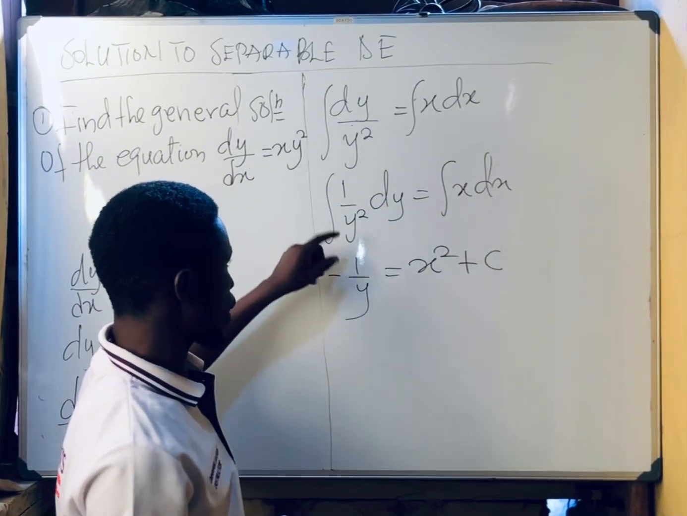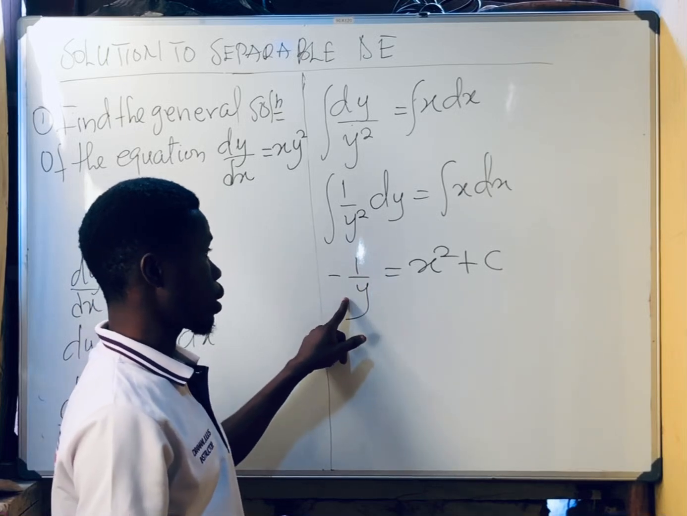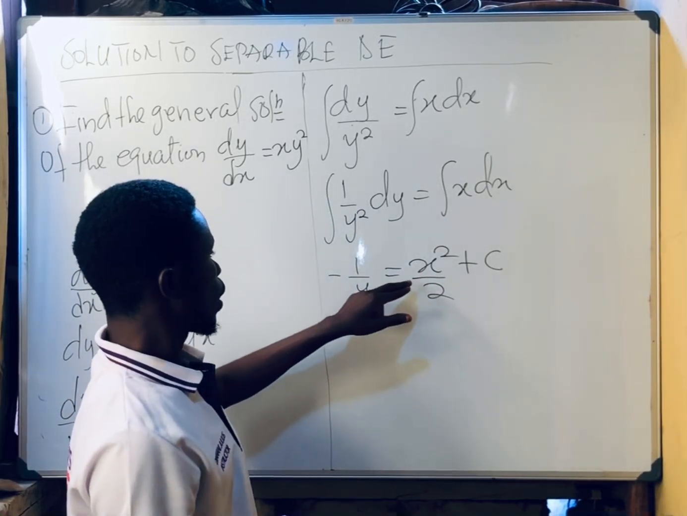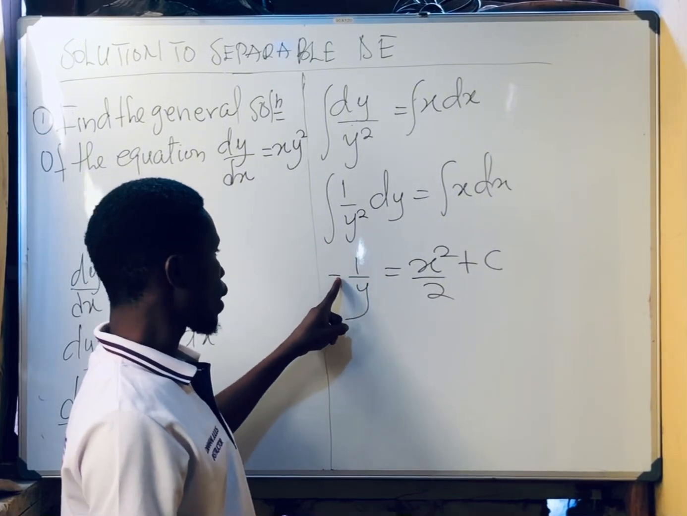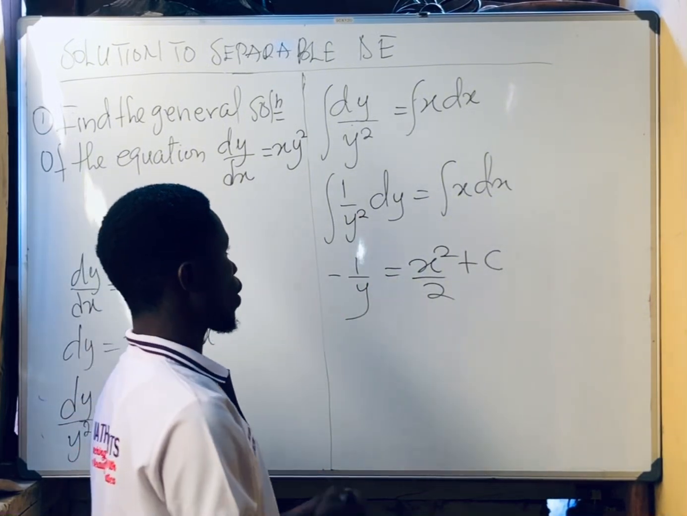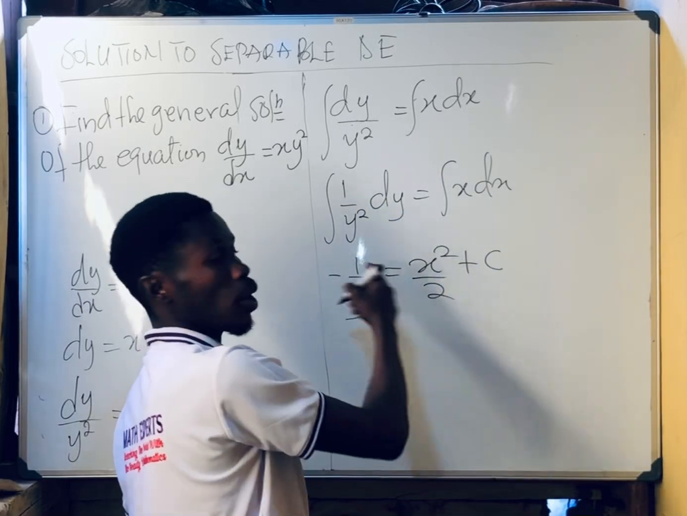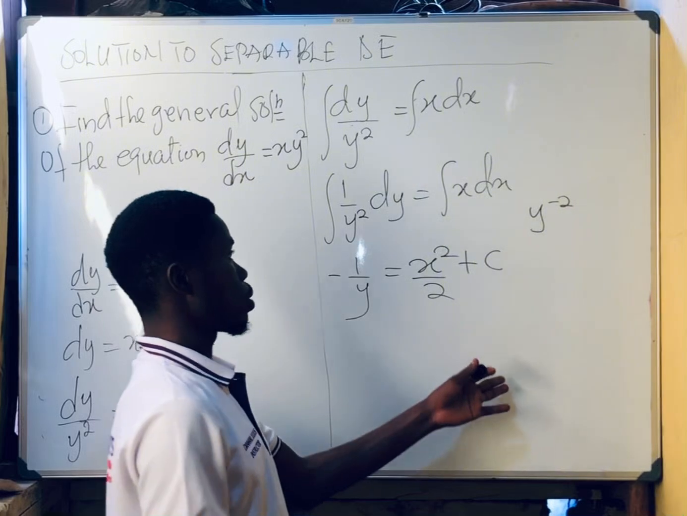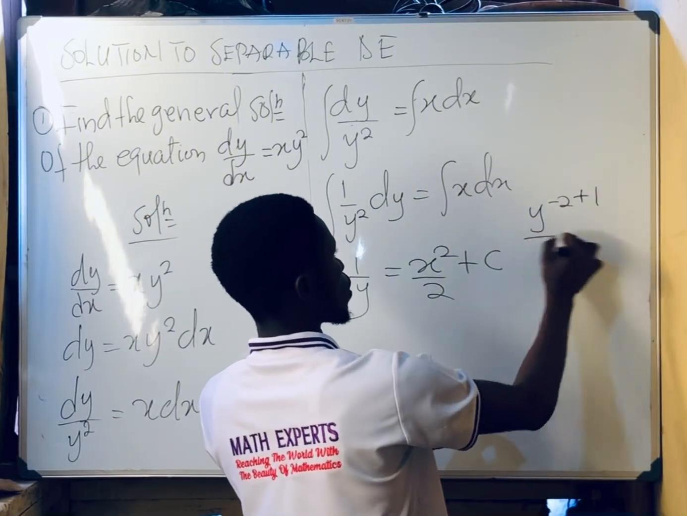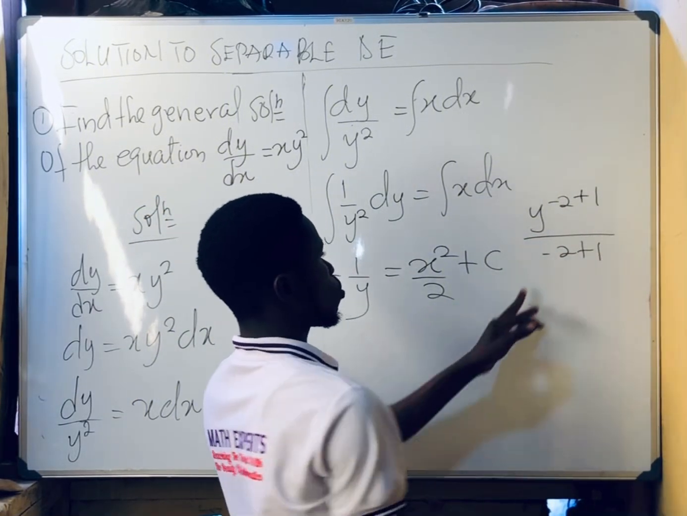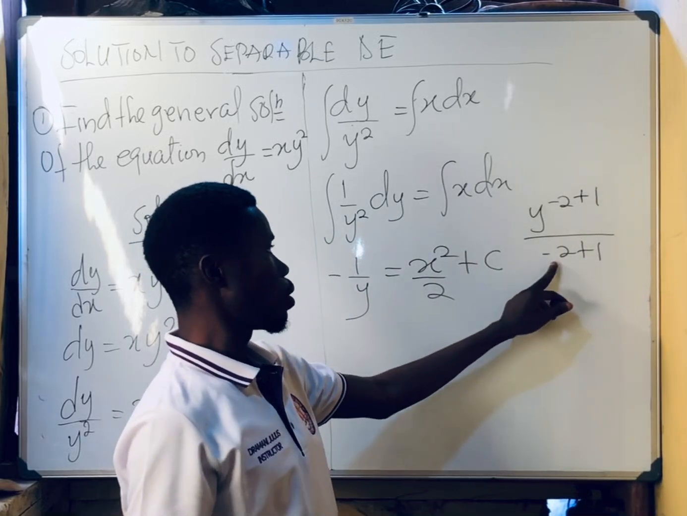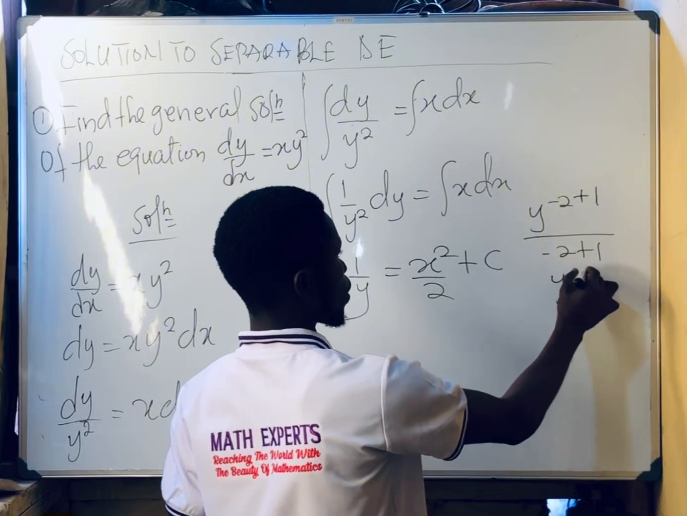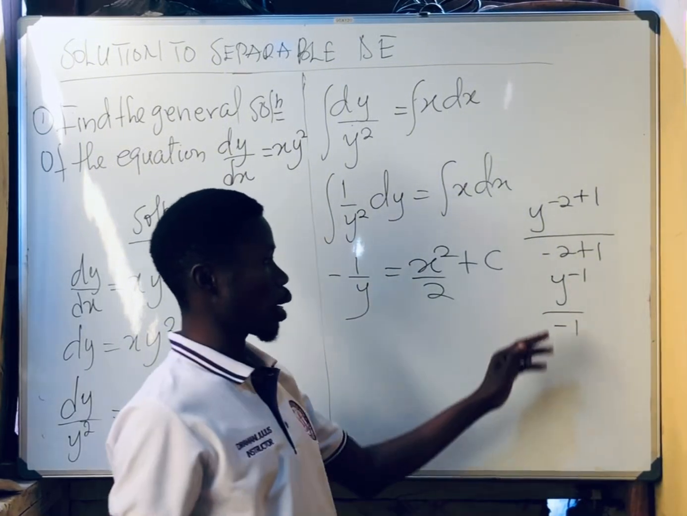Now, somebody might ask, how did I get negative 1 over y? The reason is that negative 1 over y, I had it from here because if I am integrating this 1 over y squared, we have to write it as y to the power negative 2. There is no integration, how it works. We add 1 to this, over the negative 2 plus 1. So negative 2 plus 1 will give you negative 1. And here will also give you negative 1 on top of this. So we have y to the power negative 1 over negative 1, something like this.